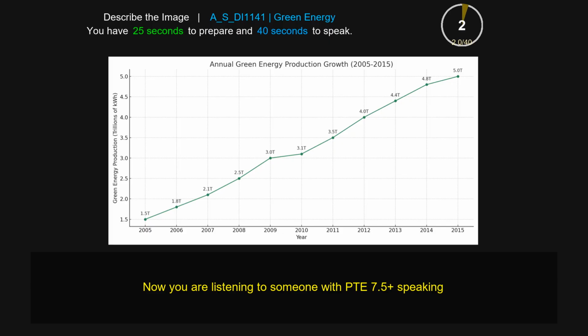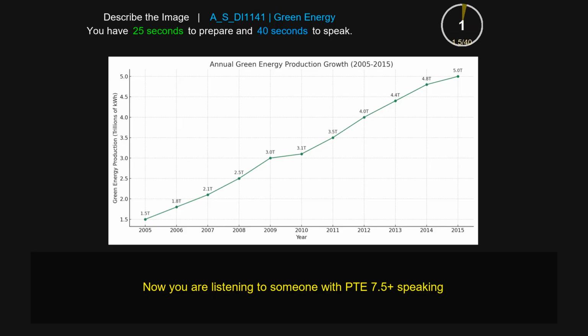The line graph gives information about annual green energy production growth from 2005 to 2015. From the picture we can see in 2010 the production is around 3.2 trillion, and in 2013 the production is around 4.4 trillion. According to the graph, the highest number is in 2015, which is around 5 trillion, and the lowest one is in 2005, which is just 1.5 trillion. To sum up, the picture tells about annual green energy production growth from 2005 to 2015.